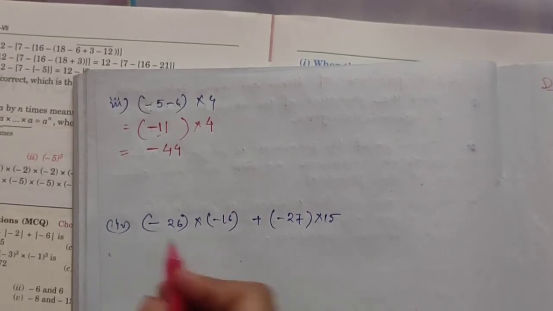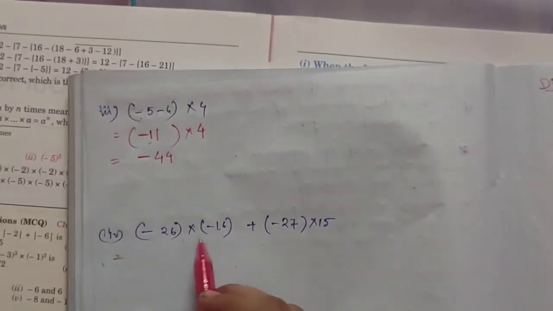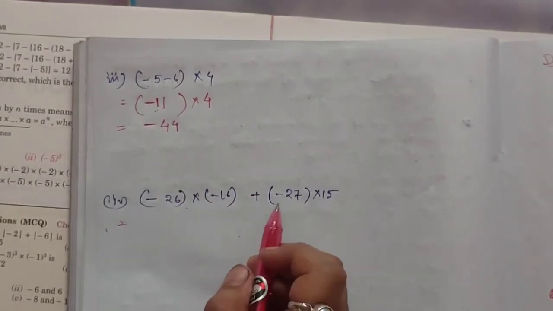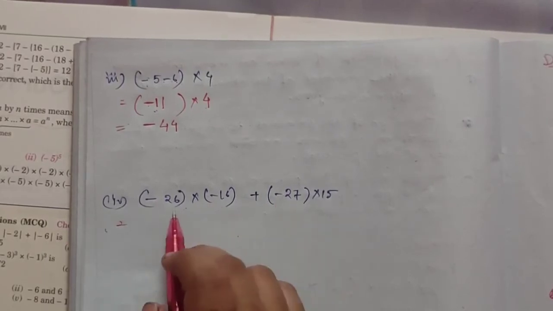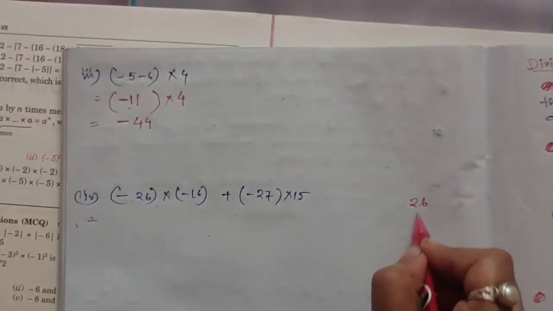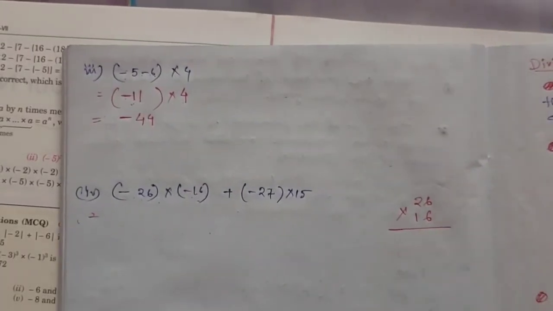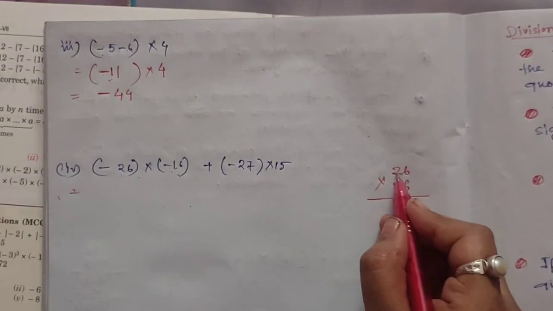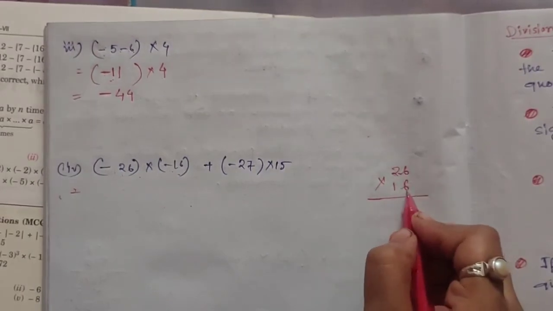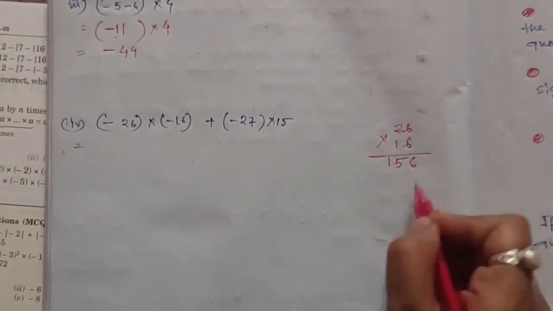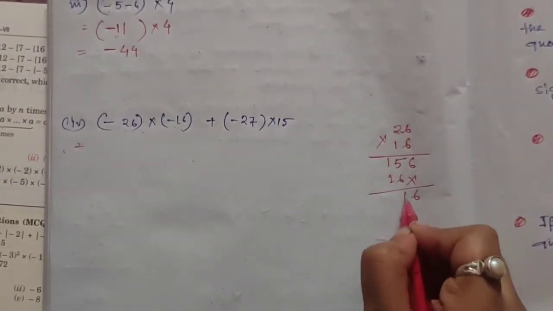Okay. Next, minus 26 multiplied by minus 16 plus minus 27 multiplied by 15. First we will multiply the absolute values 26 and 16. You have learned in your previous class how to multiply a 2-digit number by a 2-digit number. So first we will do this multiplication. 26 multiplied by 6: 6 6s are 36. 6 2s are 12 plus 3 is 15.